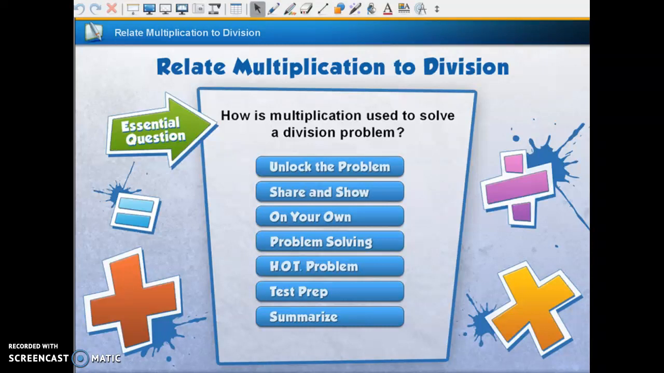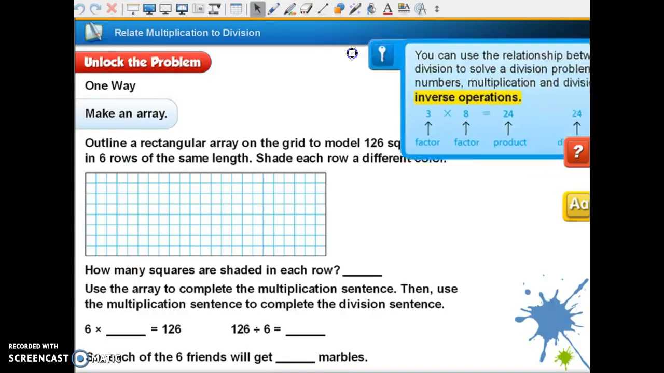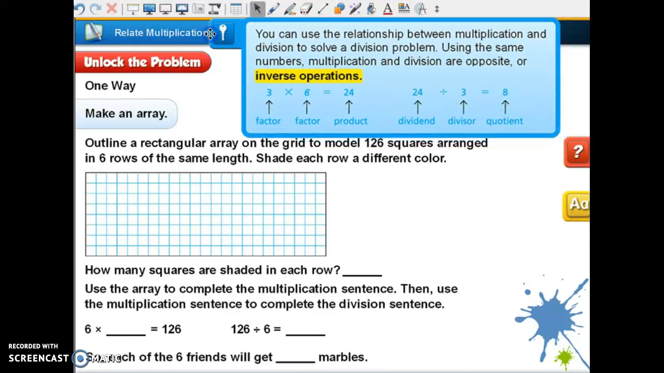Right, this is lesson 1.8, relating multiplication to division. How is multiplication used to solve a division problem? You can use the relationship between multiplication and division to solve a division problem. Using the same numbers, multiplication and division are opposite or inverse operations.